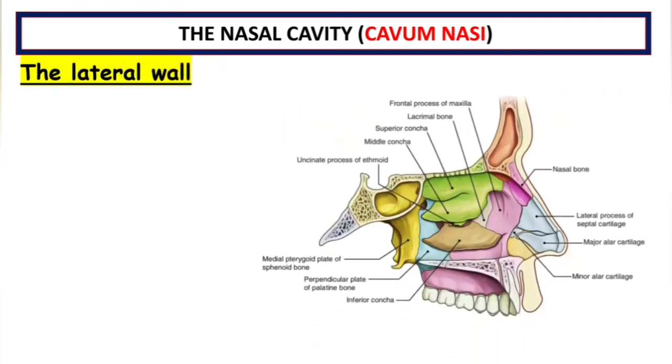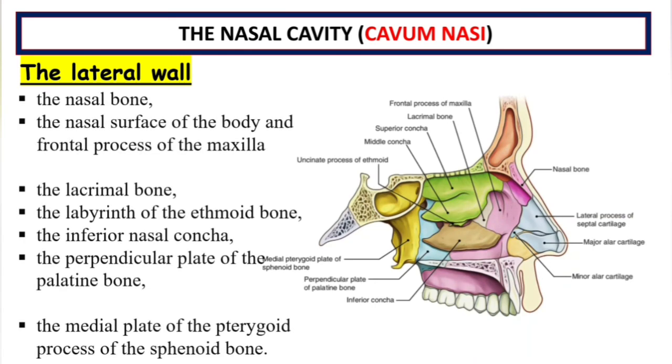The lateral wall of the nasal cavity, right? These are the bones which form the lateral wall from anterior to posterior. The nasal bone, the nasal surface of the body, and the frontal process of the maxilla here, the lacrimal bone here, the labyrinth of the ethmoid bone forming the superior and middle nasal conchae, right? So the superior and middle nasal conchae are actually parts of the ethmoid bone. The inferior nasal concha here is an independent bone. The perpendicular plate of the palatine bone here in blue. The medial plate of the pterygoid process of the sphenoid here, right? So that's the lateral wall.